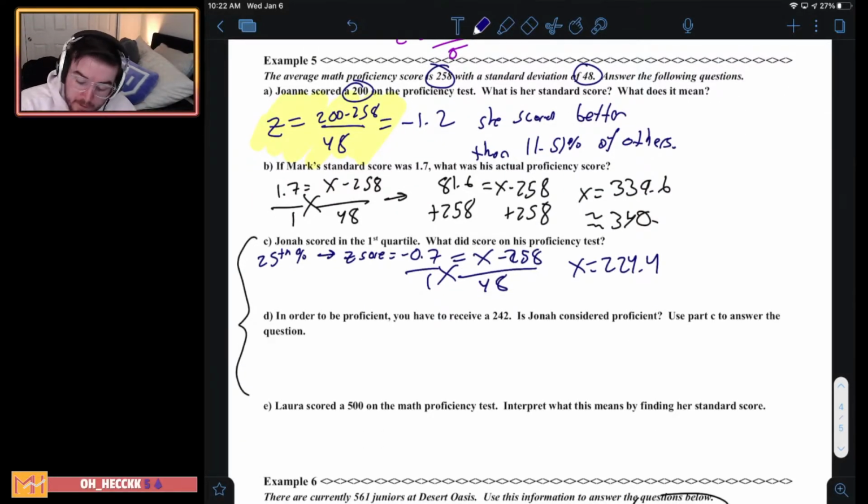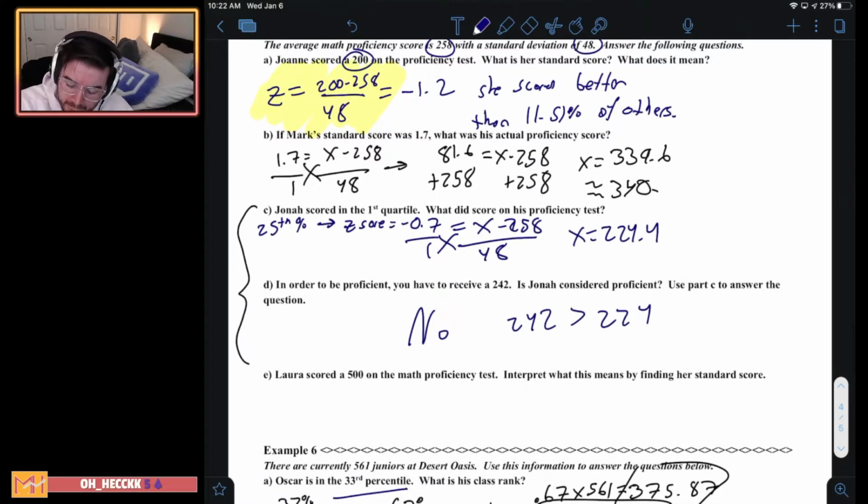In order to be proficient, meaning like you pass, right? You get a passing score. You have to receive a 242. Is Jonah considered proficient? No, right? 242 is bigger than 224. So no, he's going to have to retake the test.